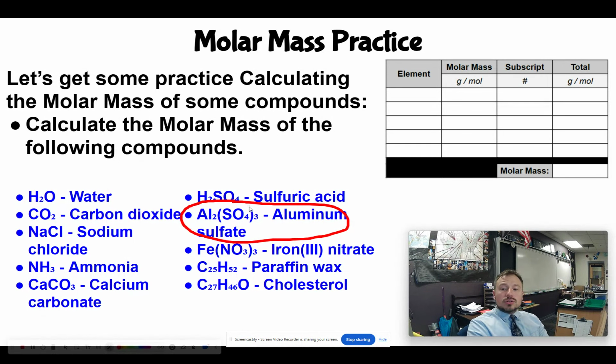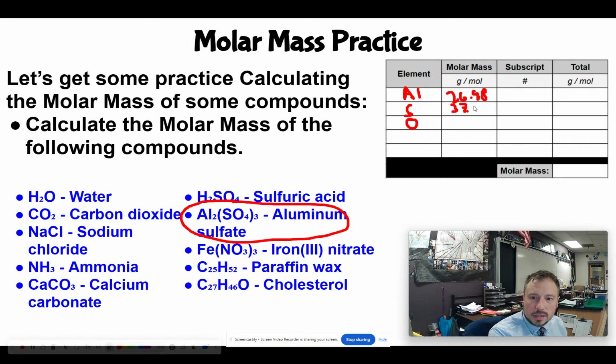So first thing I'm going to do is write down each element that I have in each of them. So I've got aluminum here, I've got sulfur, and I've got oxygen. Now I need to find the molar mass of each, and I can get that from the periodic table. So if you look at the periodic table, aluminum is 26.98, so I'm going to write 26.98. Sulfur is 37.02, and oxygen is just 16.